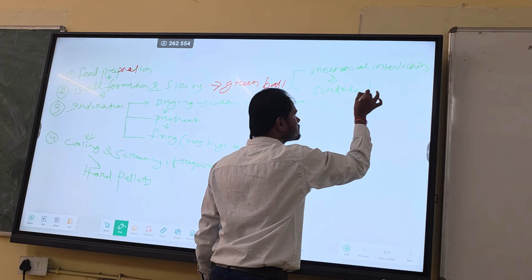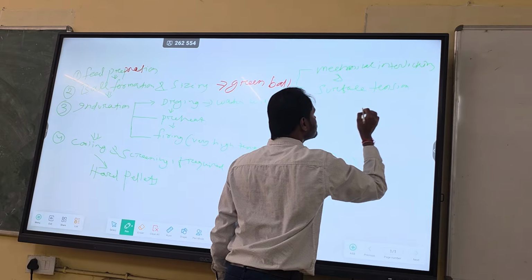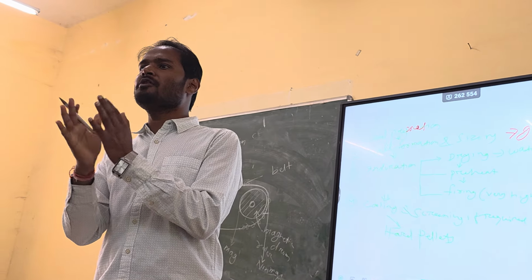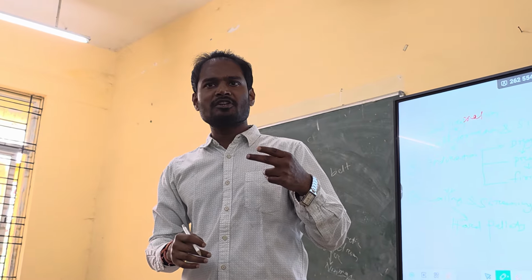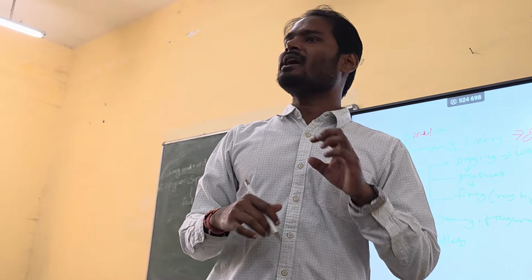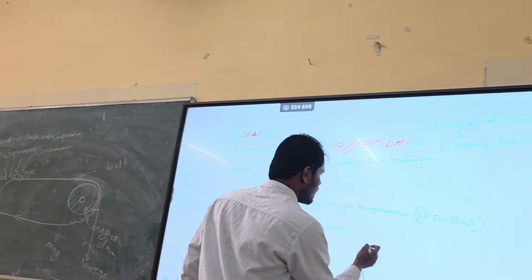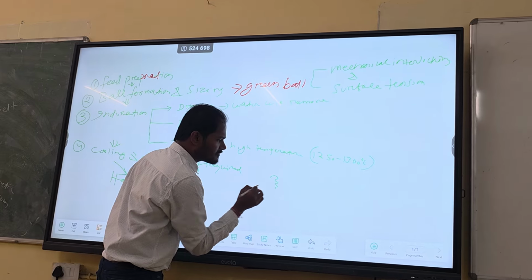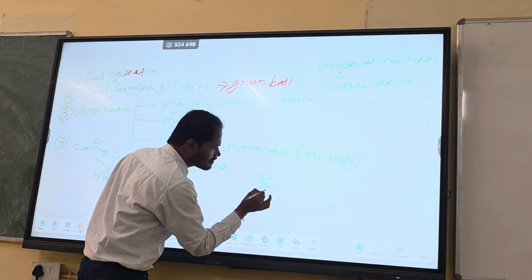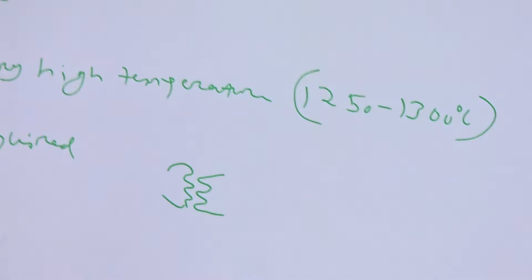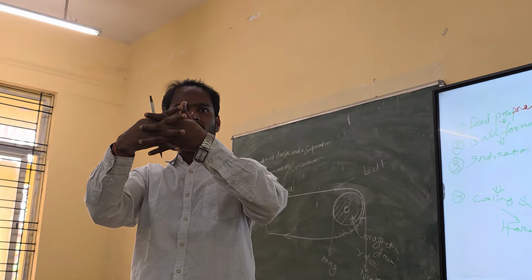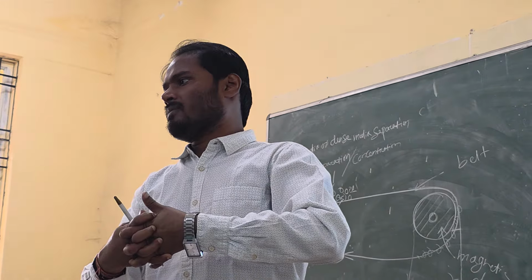So these are the 2 points you have to remember: how green balls are forming. Green balls are forming due to the surface tension of the water, which is holding the particles, and one is mechanical interlocking. Mechanical interlocking means what? For example, just imagine a surface is like this, and another surface is, for example, like this. You mix them, so they will get interlocked, right? During balling action, they will get interlocked. So that is called mechanical interlocking, right?